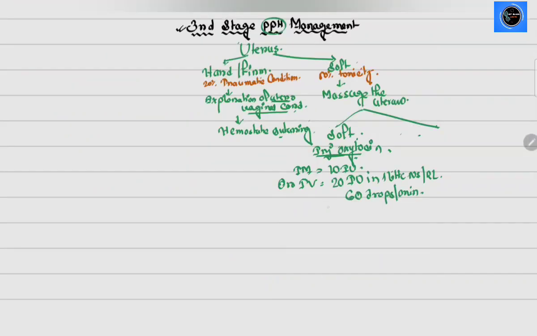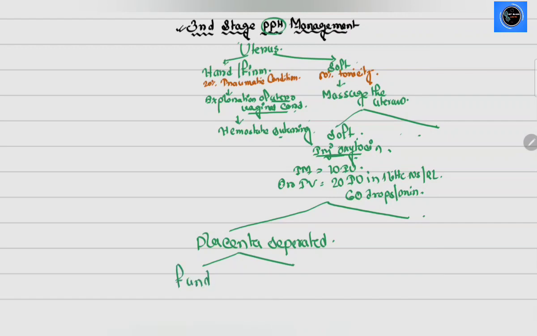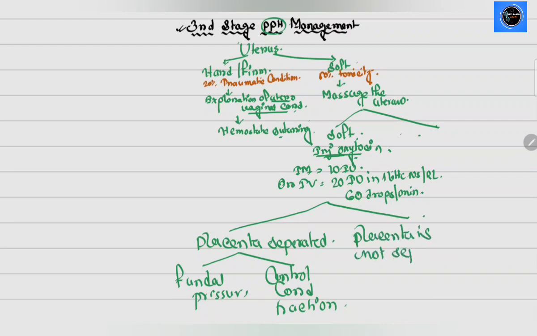After giving injection oxytocin, you need to check whether the placenta is separated or not. If the placenta is separated, in this condition you can perform fundal pressure or controlled cord traction. But if the placenta is not separated, you can perform manual removal of the placenta.